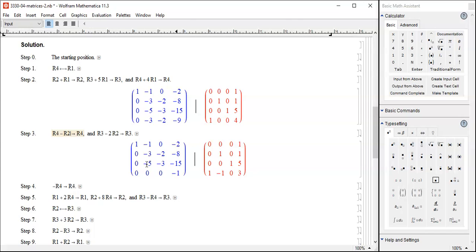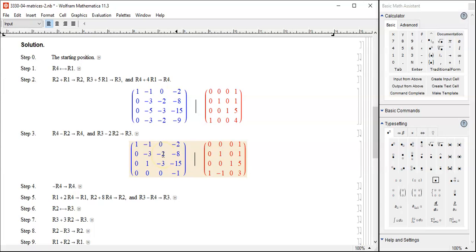Here, let's see. I double this and subtract from here. So double this and I'm going to get negative 6 and then subtract. So negative 5 plus 6. Oh, that's how I'm getting 1 here. So let's do that. Multiply by 2 and subtract. So 5 minus plus 6. So that becomes 1.